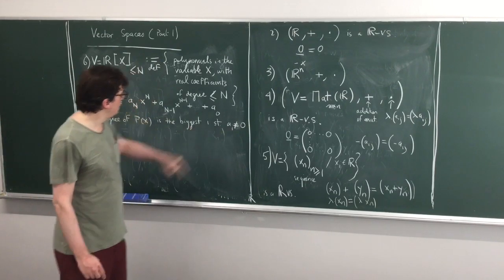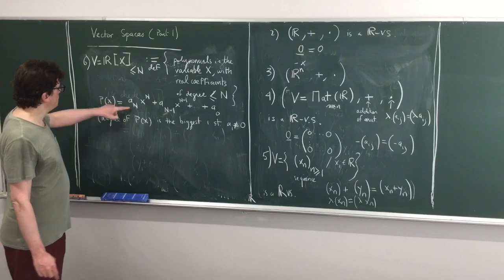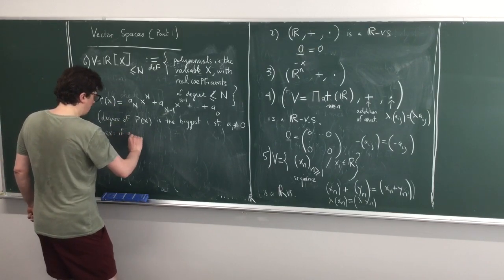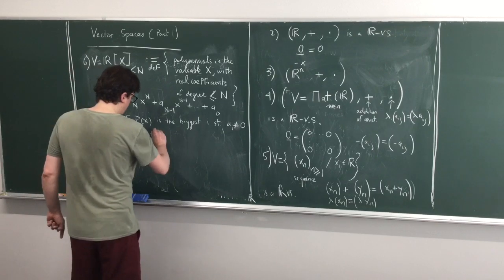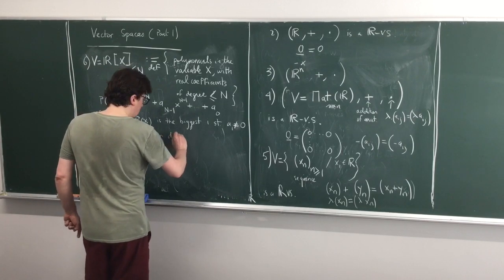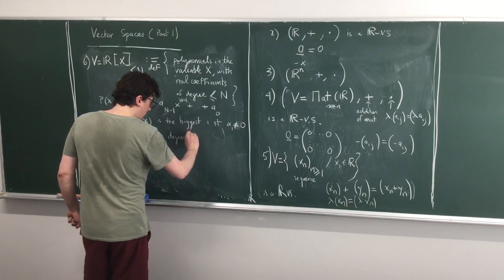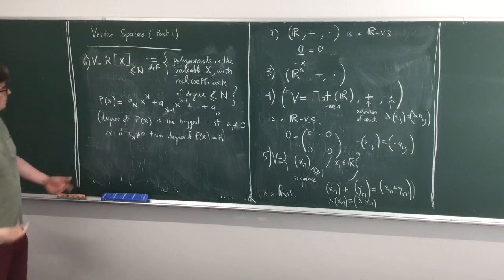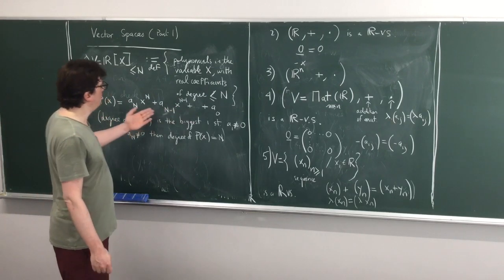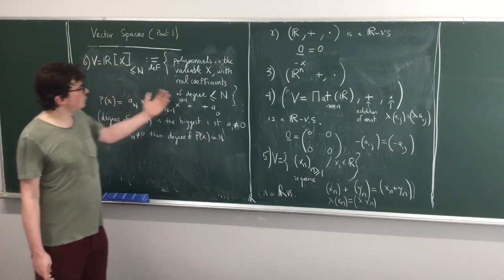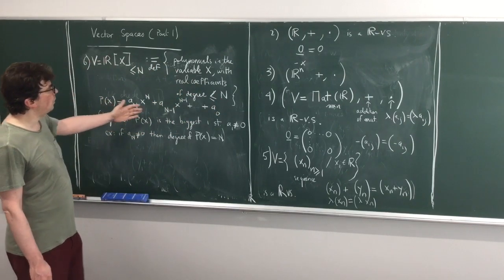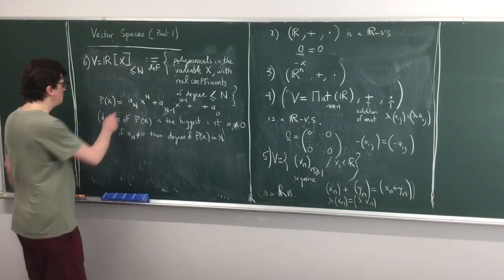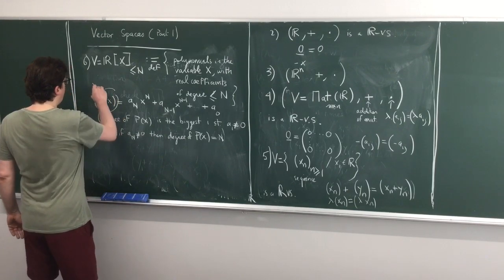So here there are the coefficients, and for example, if a_n is non-zero, then the degree of P(x) will be n. But sometimes it can be lower. It cannot be larger than n because we take only polynomials of degree less or equal to n. So this is a typical vector.